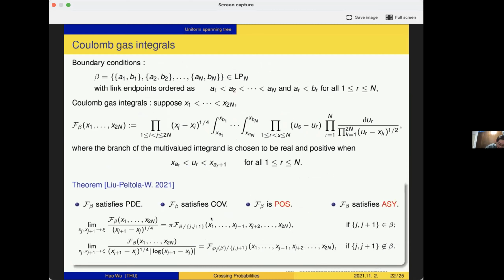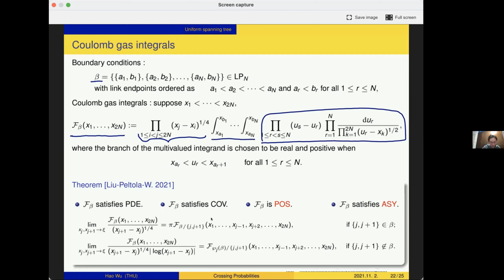Here, first of all, beta is our boundary condition. This is a planar link pattern between the 2n marked points on the boundary. And then the Coulomb gas integral is defined like this. It is a function of x1 to x2n. First there's a product between these points, and then there's a big integral. The integrand here is complex valued, a multi-valued integrand. We can view all the variables u1 to un as complex numbers, and the integration domain is according to this boundary condition beta.